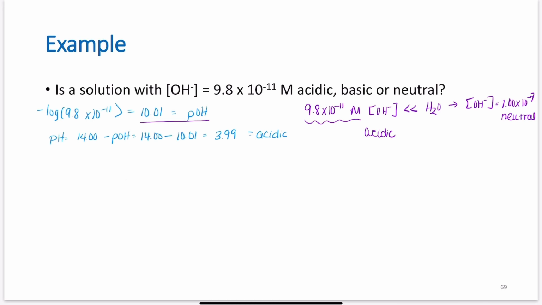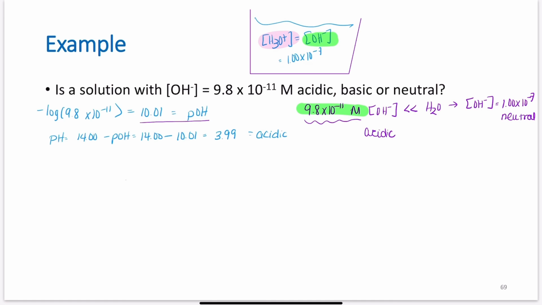Remember, in a beaker, you've got a beaker of water, just water, you've got an H3O plus concentration equal to a hydroxide concentration, and these are equal to 1.00 times 10 to the minus 7. But they're in an equilibrium here. What I've done here is I've lowered this concentration drastically, which means this concentration had to increase. Therefore, solution is going to be acidic. It will be acidic. Okay.